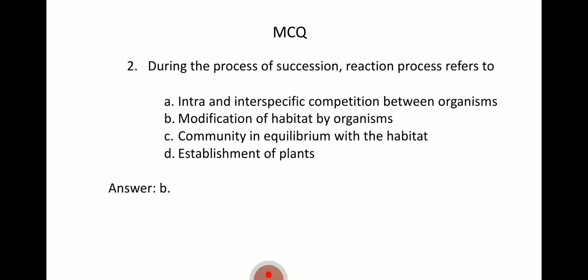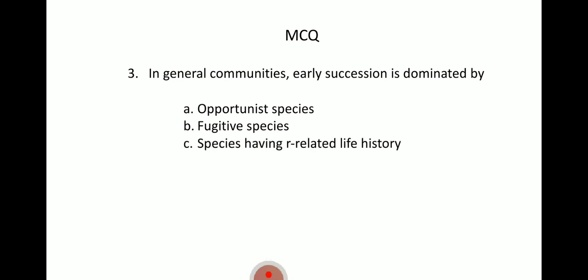The third question, in general communities, early succession is dominated by. Options are A, opportunist species, B, fugitive species, C, species having r-related life history, and D is all. So the options are here. The answer is D, you can mention.